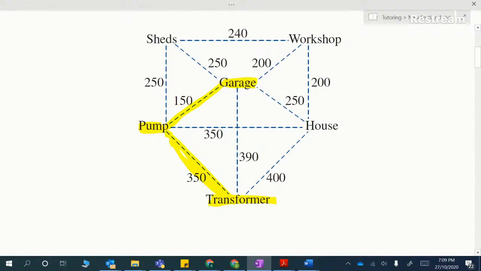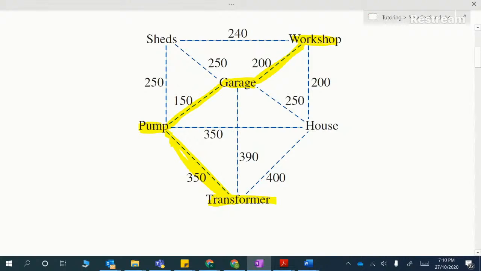I've still got some other options now. The house is still unconnected, the workshop is still unconnected, and the shed is still unconnected. I've got a few ways that I could connect the house: 400 here, or 350 here, or 250 here. I've got the workshop at 200, or the shed at 250 or 250 that way. The closest unconnected node is going to be the workshop, and I can connect it here.